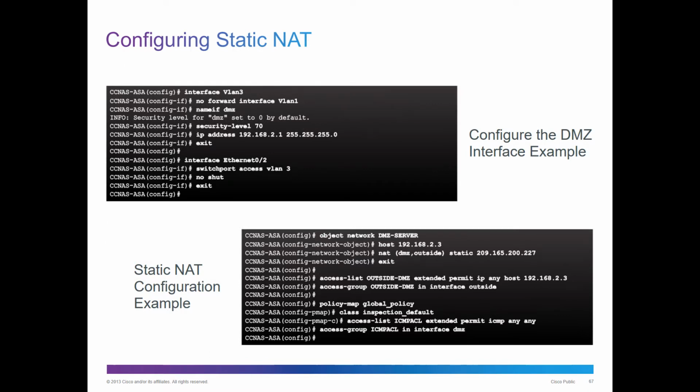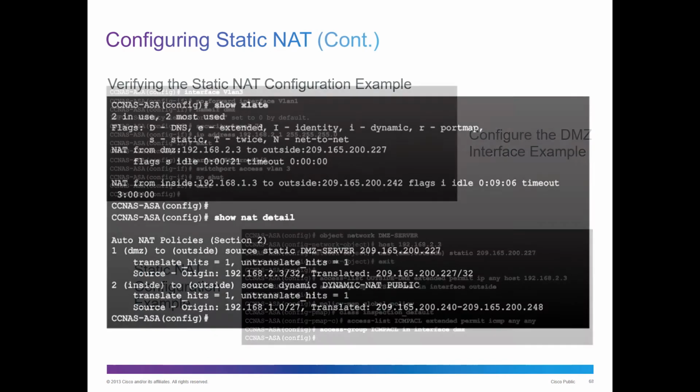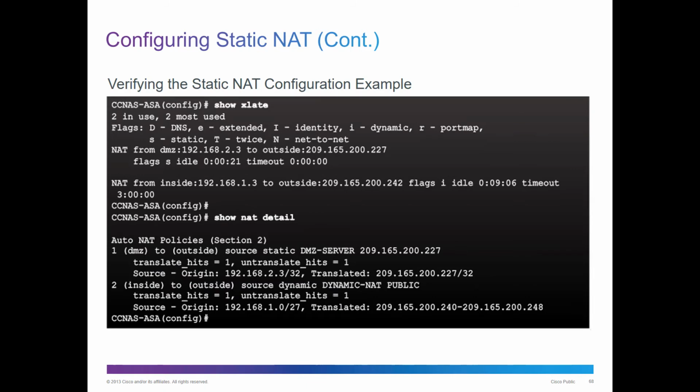Configuring static NAT: setting up an appropriate VLAN, naming it, setting up a security level, applying it to an interface as well. That does the configuration portion for that. Now, how to set up the static NAT? Setting up the object, setting up the host, setting up the network, applying the appropriate access list and access group, and setting up the appropriate policy maps, and then applying that map to that interface. Notice here we're doing interface DMZ. That's going to be based off the name. We can verify by doing a show xlate.